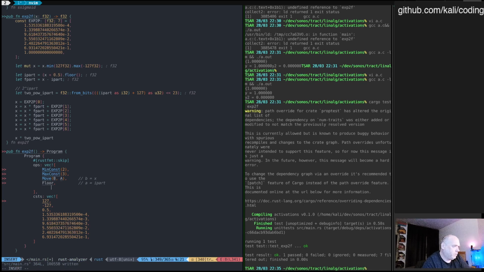I need to do x minus I part, and I need it in A. So if I do sub here, this will make I part minus x in A, and it's not what I want because I will have overridden I part. So I need to move stuff around.